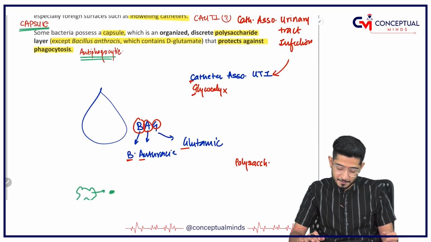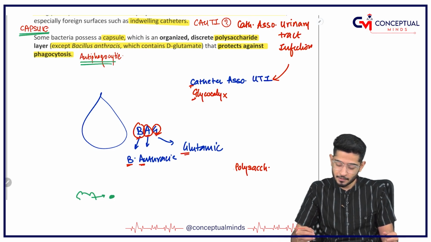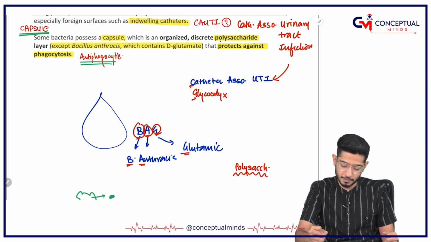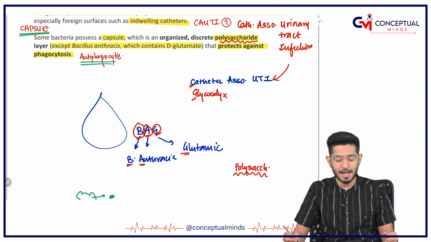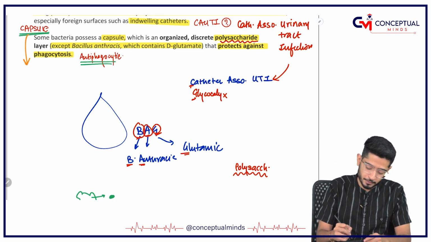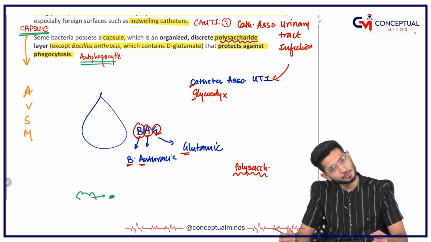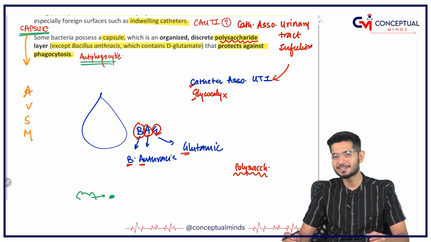Coming on to the capsule. I have told you, BAG is the mnemonic: Bacillus anthracis is made up of glutamic acid, whereas all others are made up of polysaccharides, which I have written over here. And remember, whenever the word capsule comes, you have to recite a poem. AVSM has capsule. I am a little bit good at singing skills. Someday I'll sing for you also.